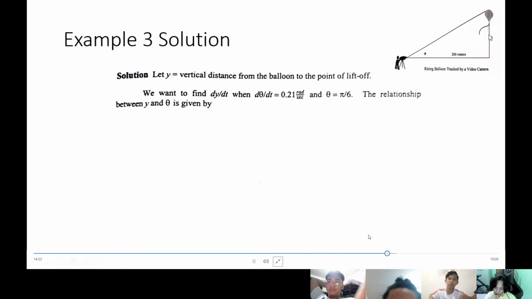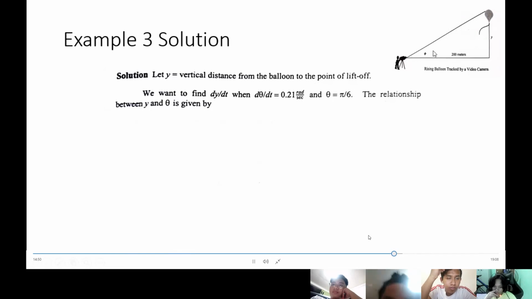Okay, and we want to find dy over dt, the change of this height with respect to time, when theta is changing at 0.21 radians per second. Because the balloon is moving, of course the cameraman will be moving the camera to track the balloon, where initially theta is pi over 6. The relationship between y and theta would be, what do you think?